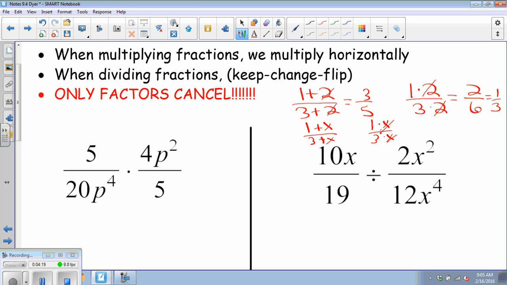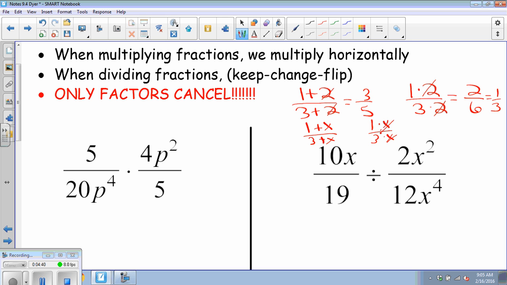So my little poster that says, every time you do this, a kitten dies. That's why. You can't cancel things that are added or subtracted. You can only cancel factors. Factors are things that are multiplied. So if you've got something that's added to something else, you can't touch it.